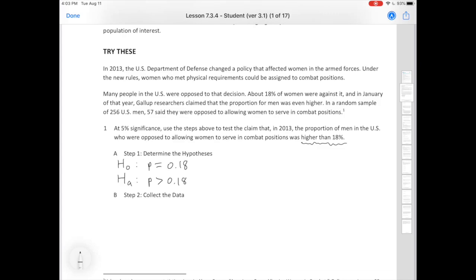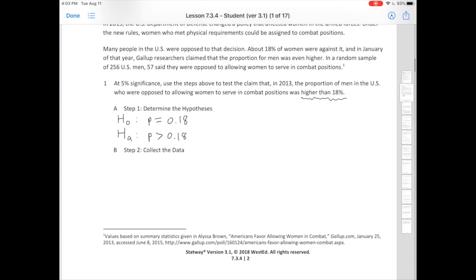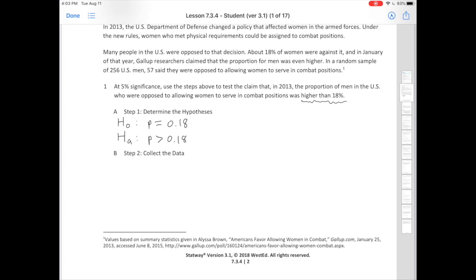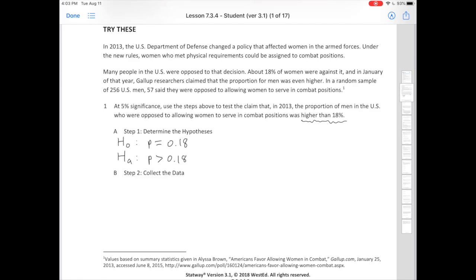Step 2, collect the data. So let's first verify that this is normal. What was our sample? It says in a random sample, that's very good. So let's say the sample is random.